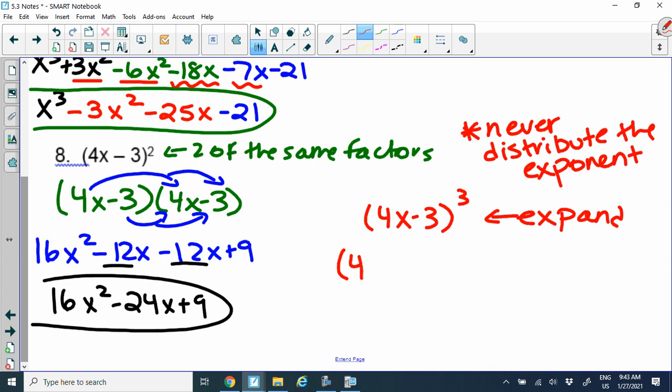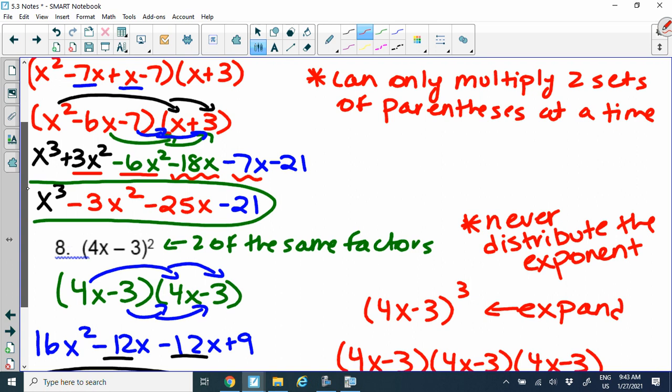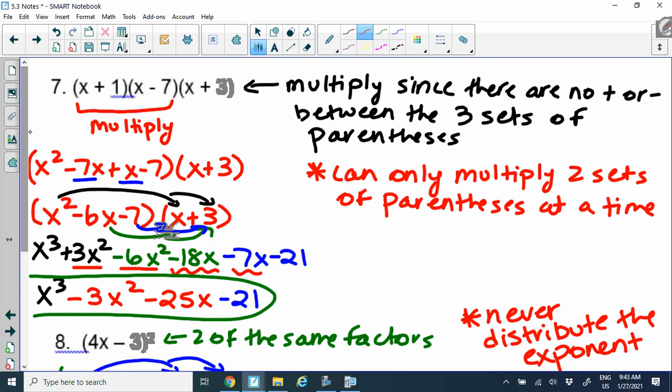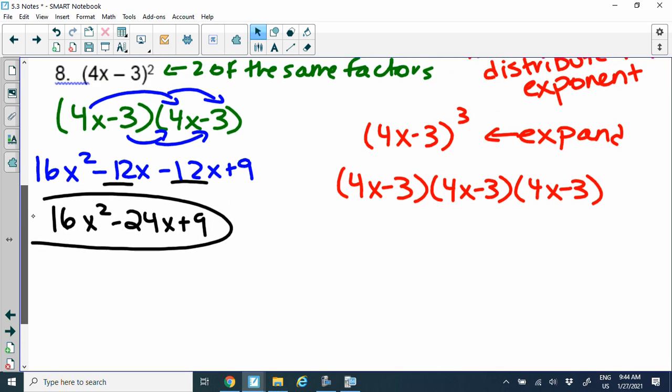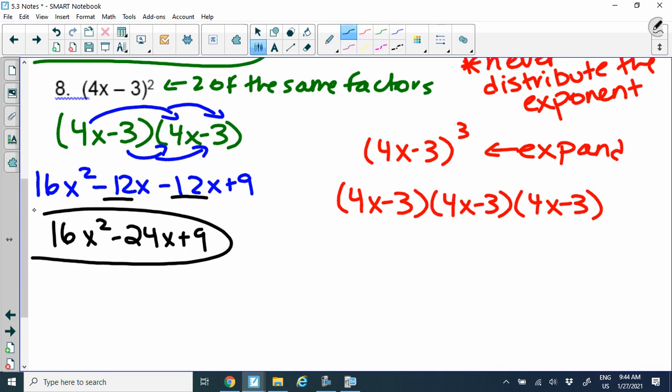So we would have 4x minus 3 times 4x minus 3 times 4x minus 3. From there, it would just be like what we did in example 7, when we take two of them to multiply and then take the other one. So let's go ahead and do this one. So at least you have this. So add this to your notes. So from here, I'm going to go ahead and multiply the first two, which we kind of already know what that is, right? So we already know it's going to be that 16x squared minus 24x plus 9. So I'm going to kind of skip to that part since we know that.